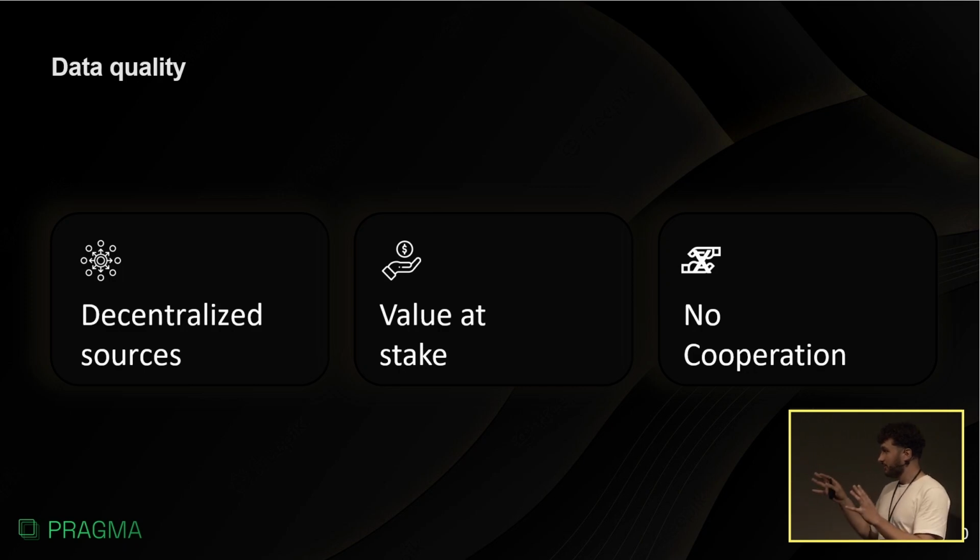So those are the first two really important points, because right now, if you're thinking about different Oracle solutions, they don't especially have those properties. And the final one is we need to make sure that data providers are not cooperating to manipulate the price. So that's basically how you can make sure that the data you get is of high quality.